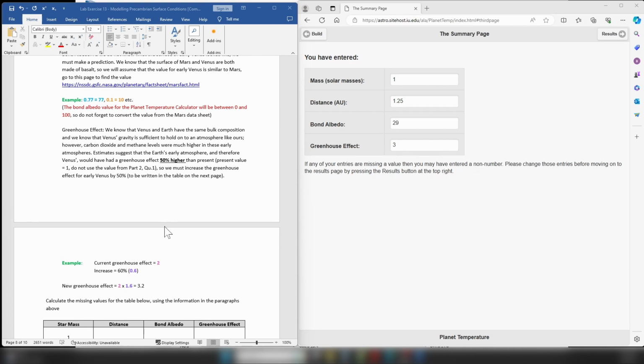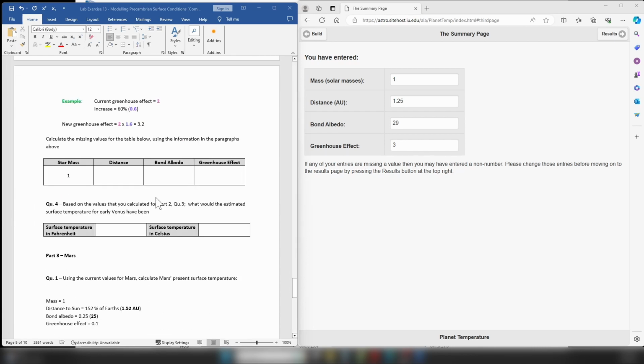So obviously we know that the present day greenhouse effect has a value of 1. So in order to make it 50% stronger, you need to take that and multiply it by 150%, because you need that extra 50. So you would do 1 multiplied by 1.5. Okay, so once you have that information, you are going to put the values that you calculate into the free empty spaces here for distance, bond albedo, and greenhouse effect.